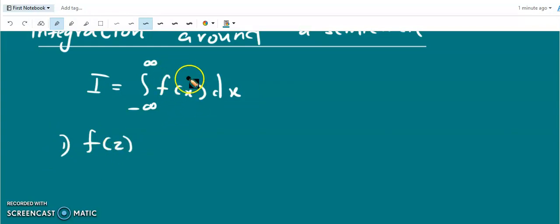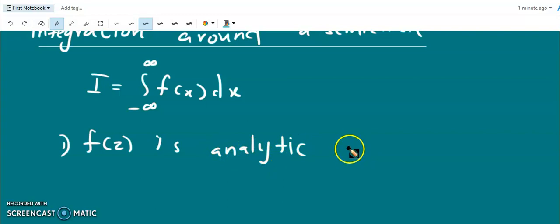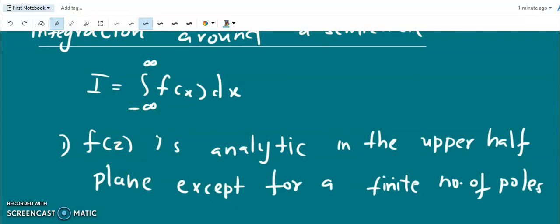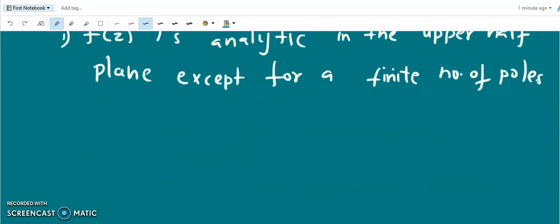So remember that here we have f as a function of x. So the corresponding complex function f of z is analytic in the upper half plane except for a finite number of poles or singularities. That is, the corresponding complex function f of z is analytic in the upper half plane except for a finite number of poles. Upper half plane means these two quadrants correspond to the upper half plane. So this is the lower half plane.